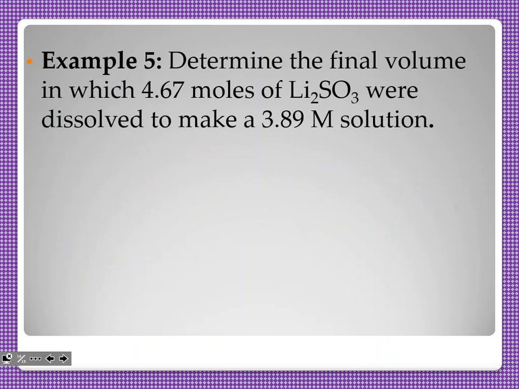Determine the final volume in which 4.67 moles of lithium sulfite were dissolved to make a 3.89 molar solution. All right, our molarity equation here. What do we have? We have the molarity, the big M, and we have the moles, right? So what's missing? Liters. So you can just plug it in like so.